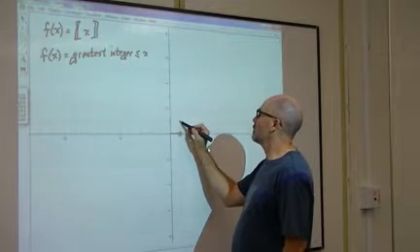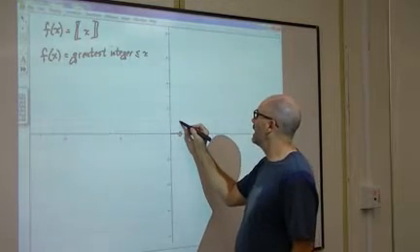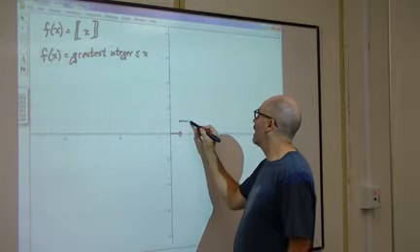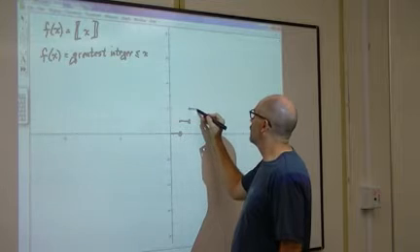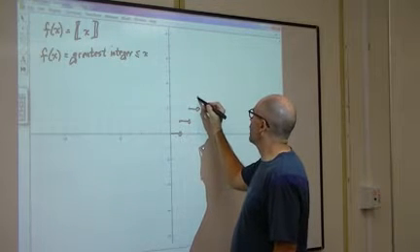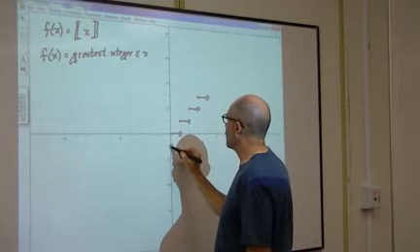The greatest integer less than or equal to 1.1, 1.2, 1.3, 1.4 up to 1.9 is still 1. Now when I get to 2, it jumps up to 2. So this is basically my greatest integer function like this. And I can go back the other direction.